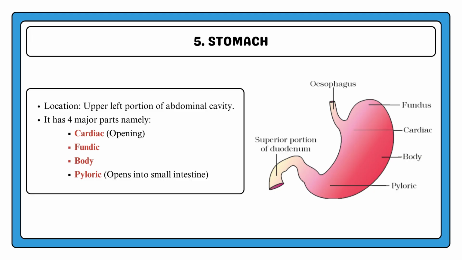The fifth part of the alimentary canal is the stomach. The J-shaped bag located at the upper left portion of the abdominal cavity is called the stomach. It has 4 major regions, namely, cardiac region, which is the opening, fundic region, which is the uppermost, body region, which is the central part, and pyloric region, which opens into the small intestine.